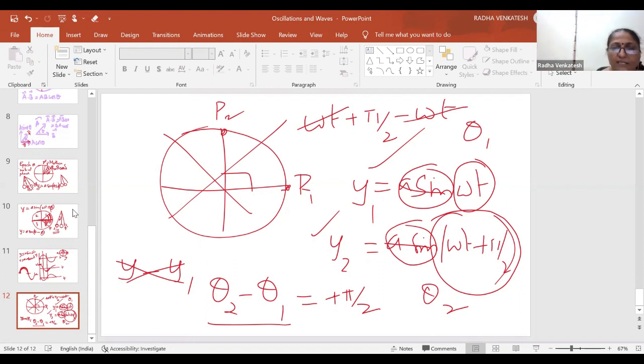But I have plus pi by 2. So immediately what I'll say is, if I get a plus sign when I subtract, then the second one is ahead of the first one. In the diagram, we can easily understand this and make the children understand. Suppose my theta 2 minus theta 1 comes to be negative, then the second wave is behind the first wave, or the second particle is behind the first particle. Will this be useful when you teach?